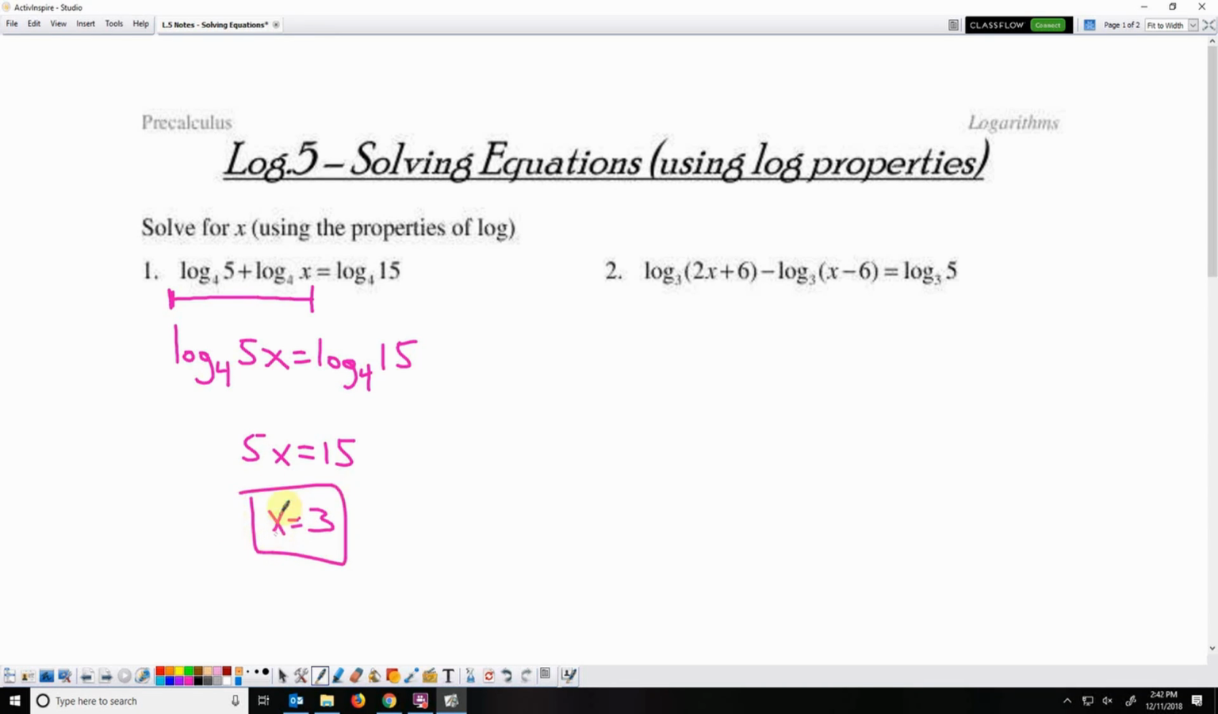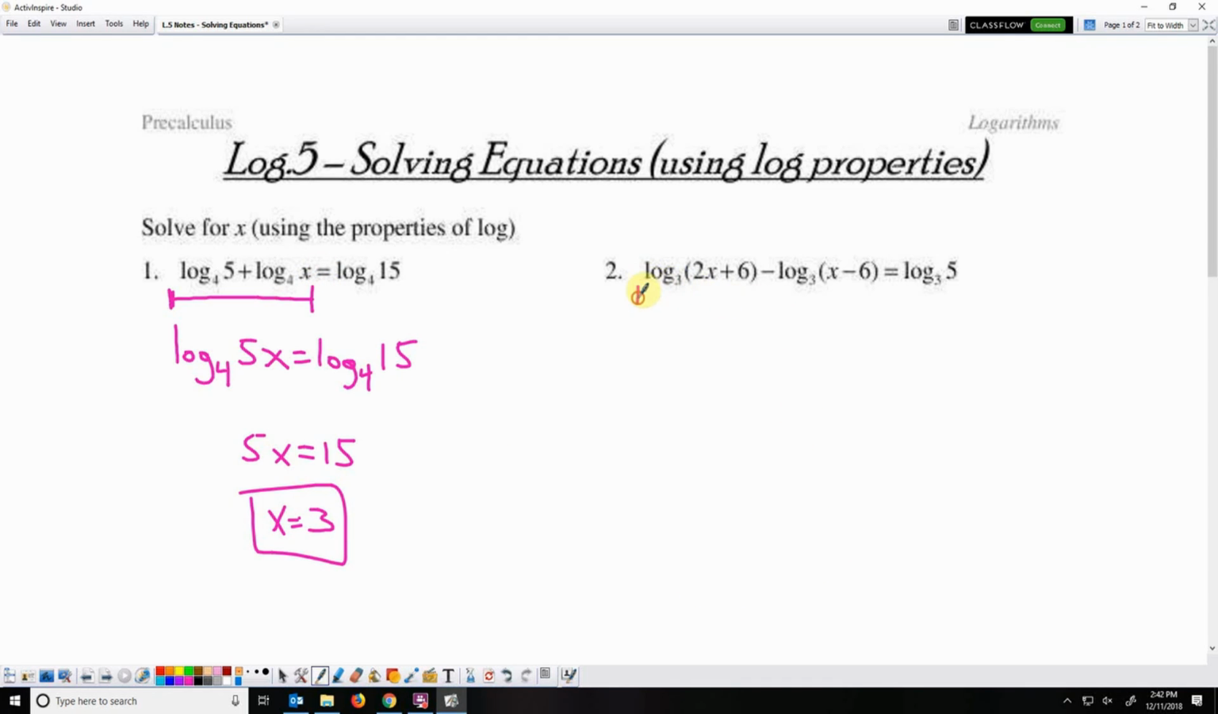And if I plug that 3 into the original for x, log base 4 of 3, I've got a positive argument, so I'm okay with that answer. If we're going to get a negative argument when we plug our answer back in for x, then I would have to throw that answer out.